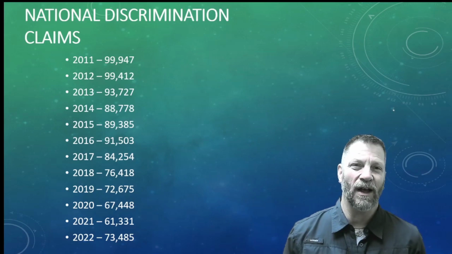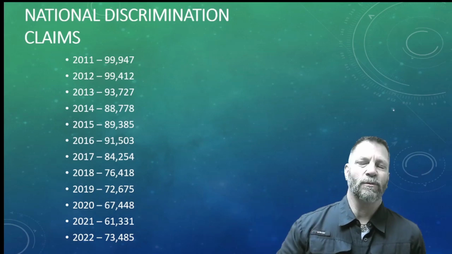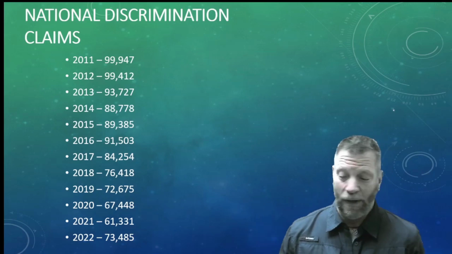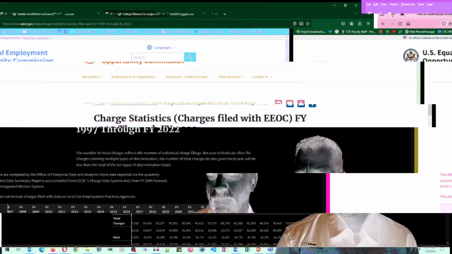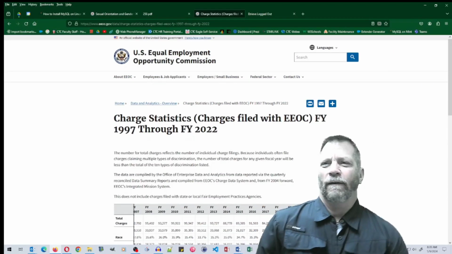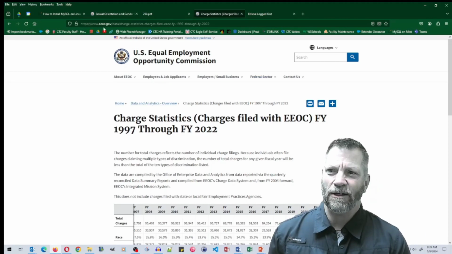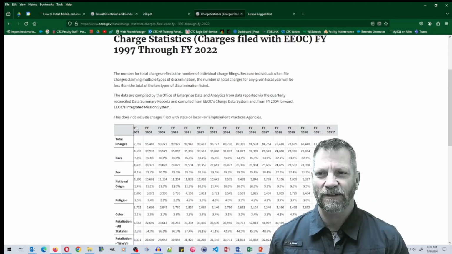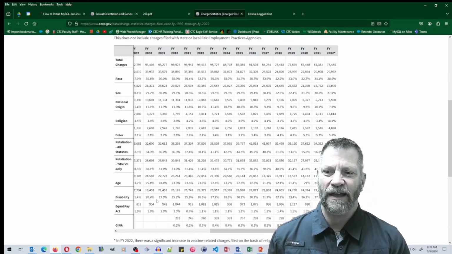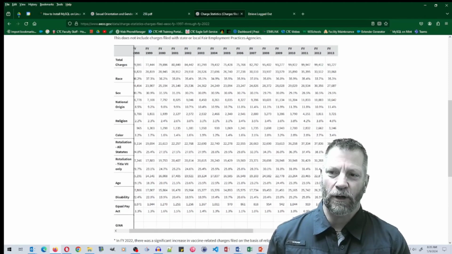They don't have the numbers out for 2023 yet. But these numbers come from the EEOC's website. And let me just show you real quick here if I can dig it up. There we go. This is the EEOC's website, right? www.eeoc.gov. And then I searched for charge statistics. So out here on this web page, they have charge statistics broken down by category.